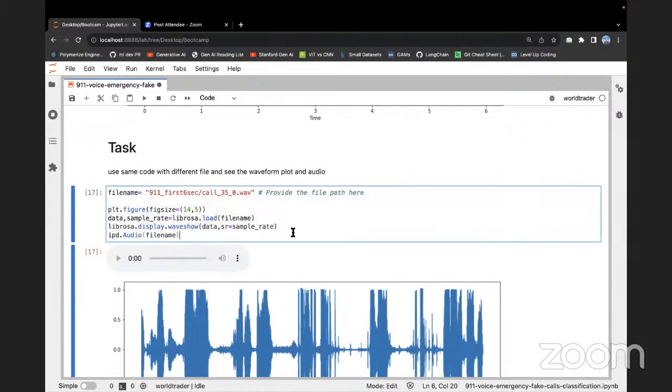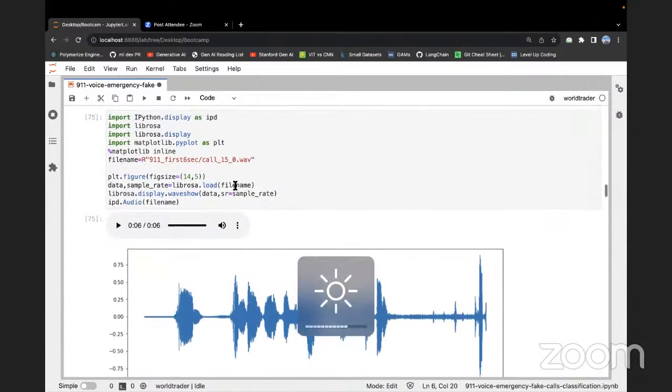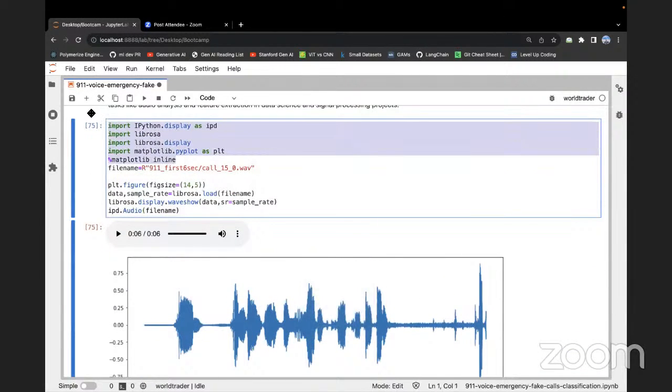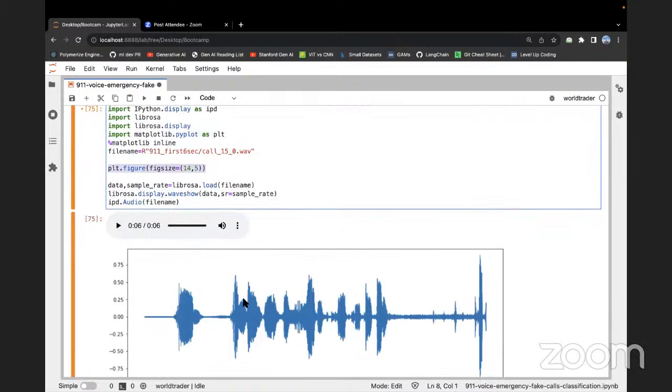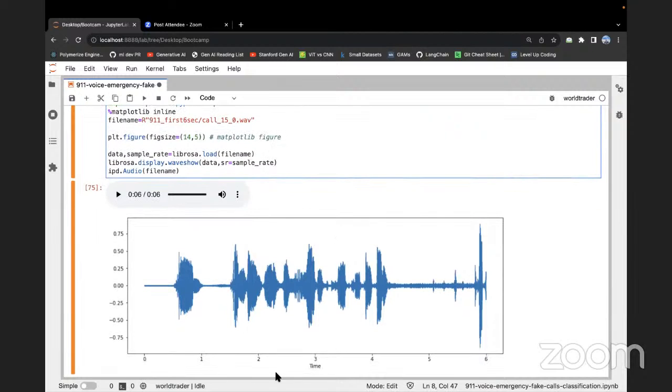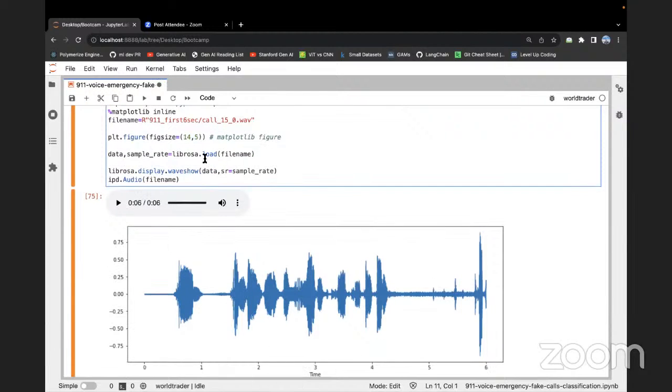Now, okay. So Shweta, what we did is first we imported all the libraries. Then we had our file name, which we want to extract. This plt.figure is just to show this figure, right? This is a matplotlib command. We are initializing this figure object, this whole template we are creating. Then we are loading the file, this particular audio, using librosa.load.